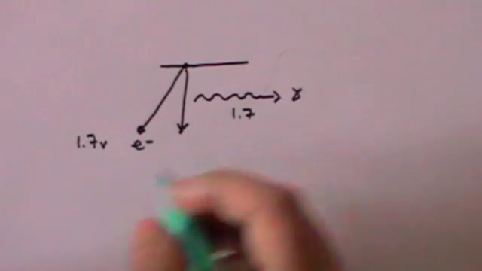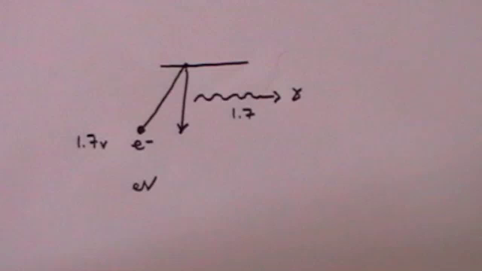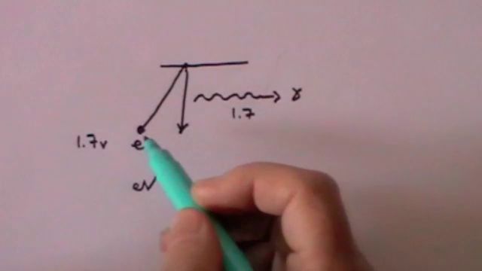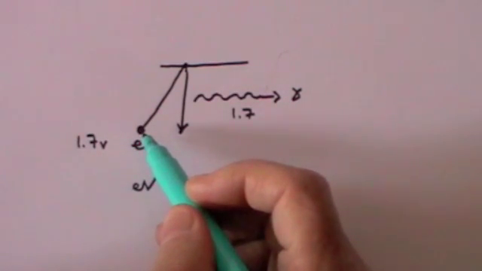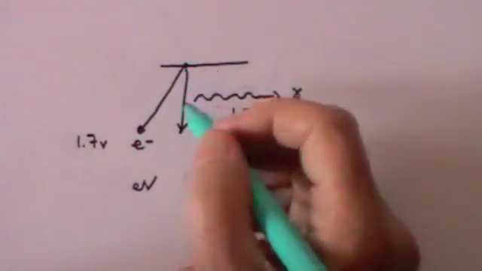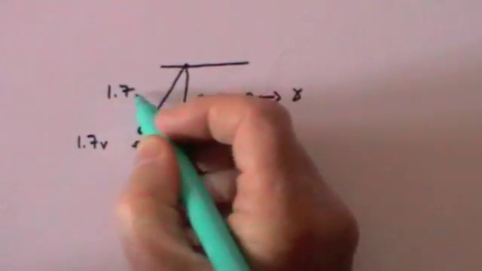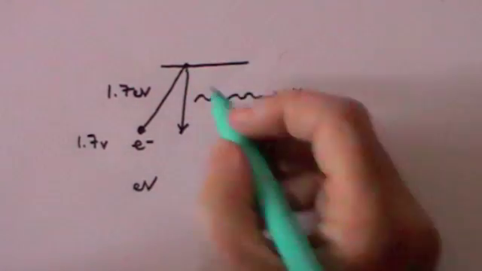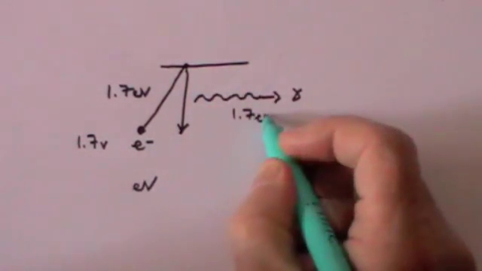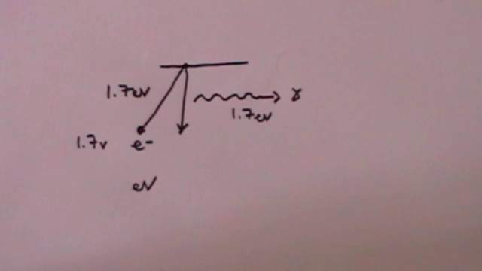The energy term that we use is an electron volt. And an electron volt is a measure of energy. It represents one electron being accelerated through 1 volt. So the energy that this electron absorbs in order to be promoted is actually 1.7 electron volts, and when it falls down again, it gives off an energy of 1.7 electron volts.